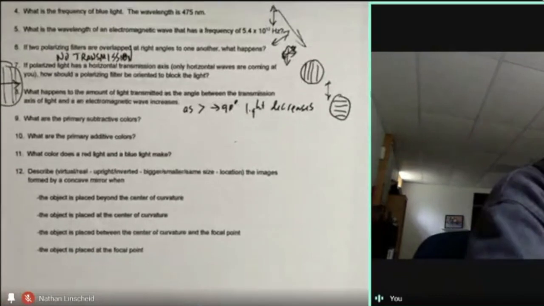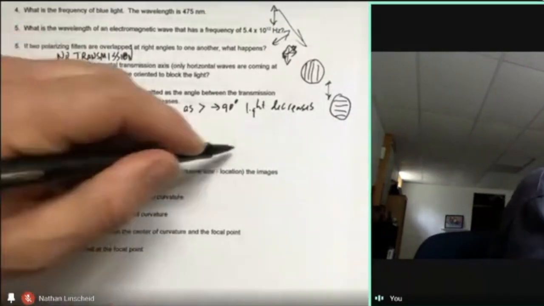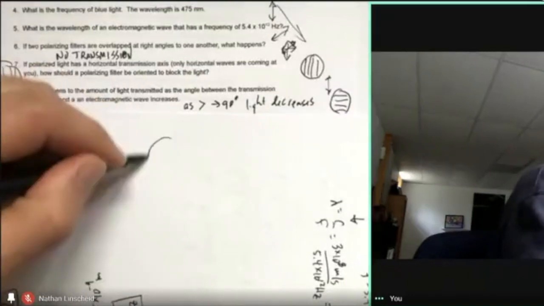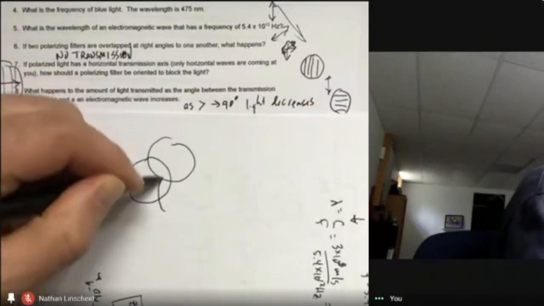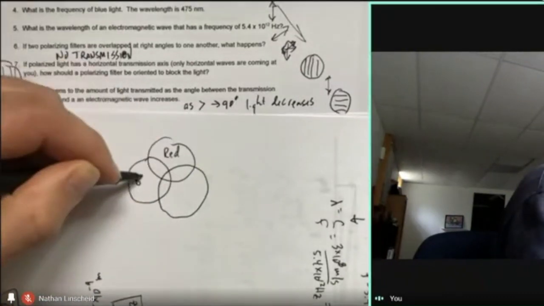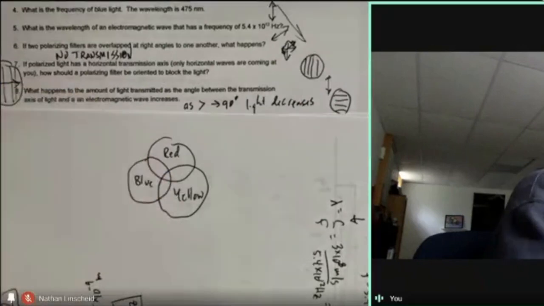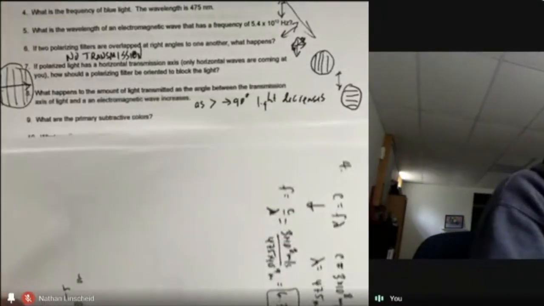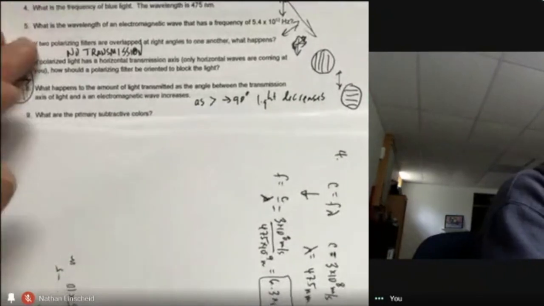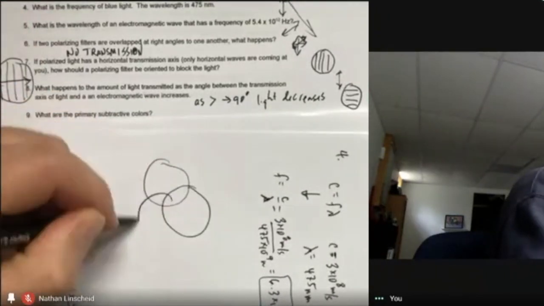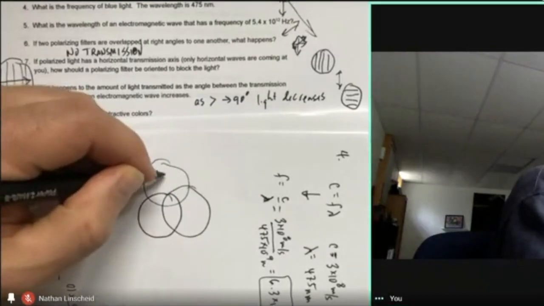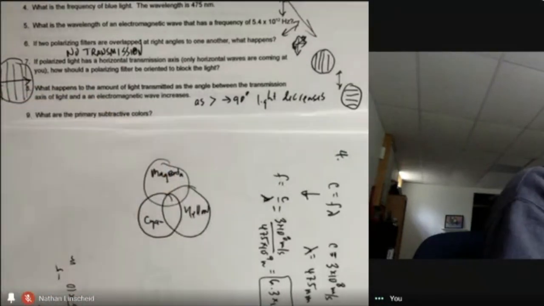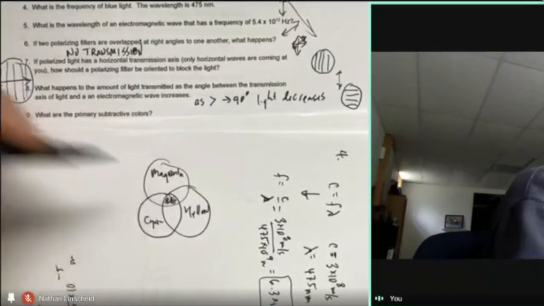All right, number 9, what are the primary subtractive colors? Primary subtractive colors are the ones that you're used to from, say, art class or kindergarten. You've got red, blue, and yellow. Oh, I'm sorry, that's incorrect. Let's try that again. Primary subtractives are magenta, cyan, and yellow. Those are the primary subtractives. When you mix them all together, you get black.